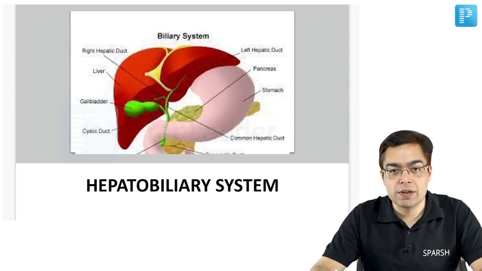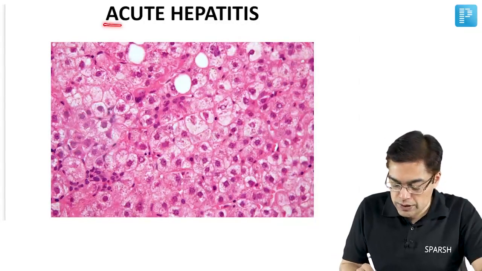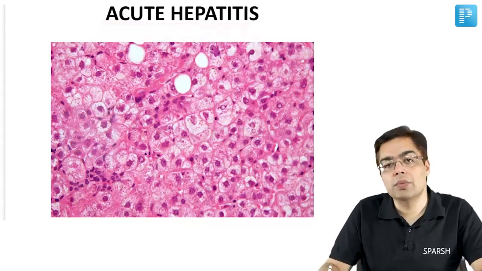Guys, in this video we're going to be having a discussion about the most important images pertaining to the topic of the hepatobiliary system. Let's get started. Looking at this particular image is going to be suggestive of the condition that is mentioned over here, that is going to be acute hepatitis.